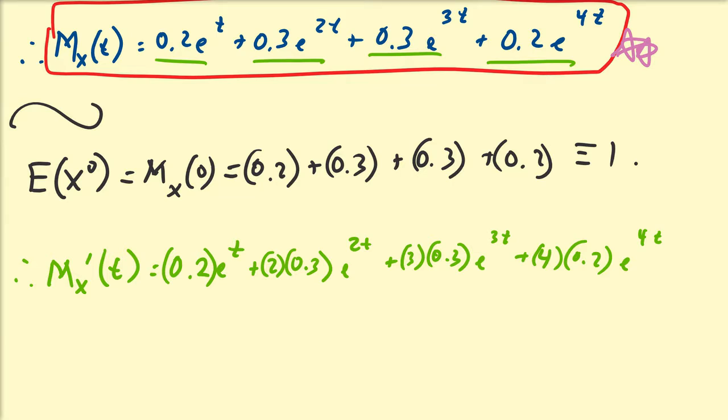So remember what this gives us. The first moment is equal to the first derivative of the moment generating function evaluated at 0.